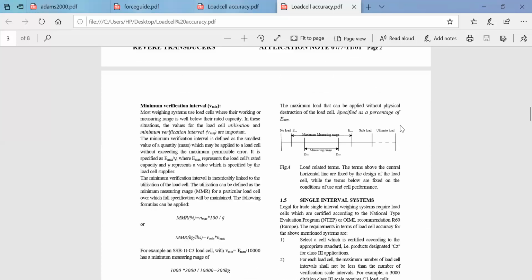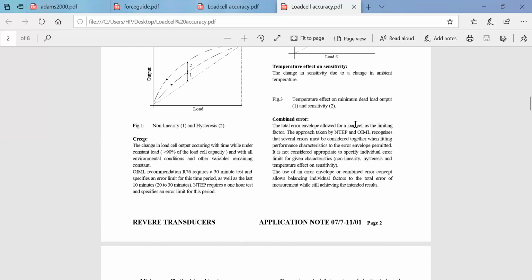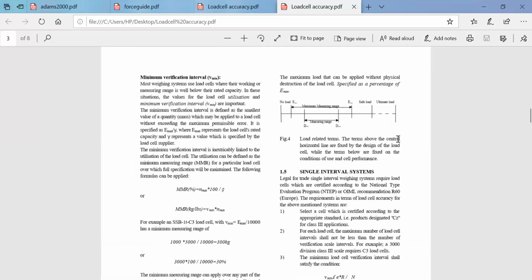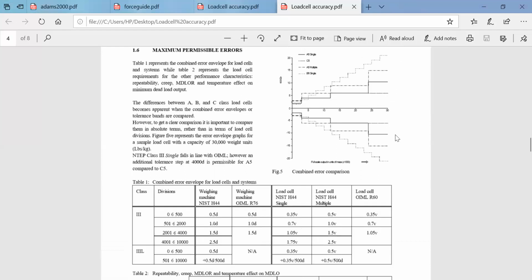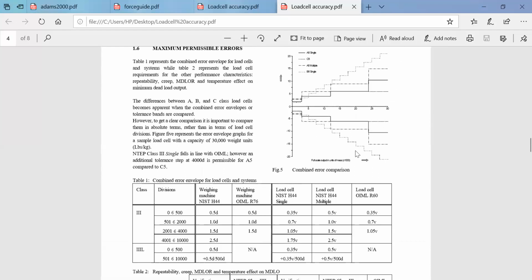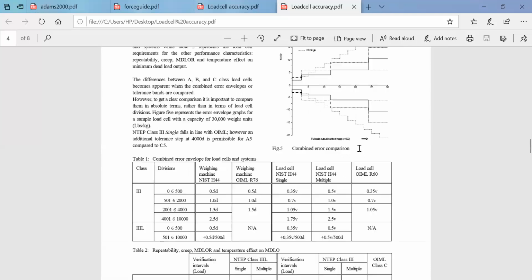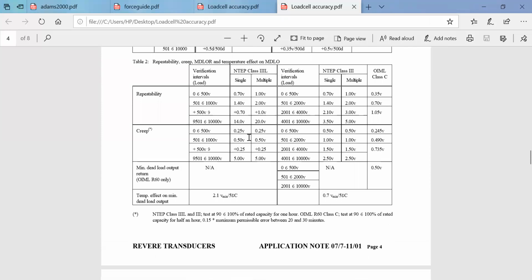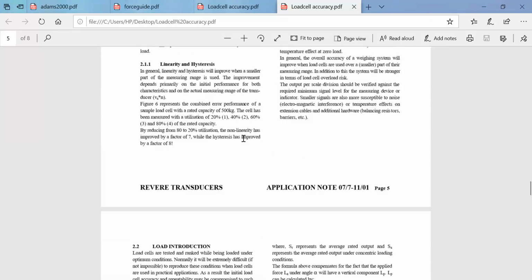Later they also discussed the combined error level. This was with respect to OIML specifically and NTEP specifically. Later they made an approach for identifying errors with a combined approach of NTEP and OIML. I will explain this in the next class; I don't want to hurry. There is a beautiful description of how you classify load cells, with everything explained with numerical values also. I will explain this in tomorrow's class.